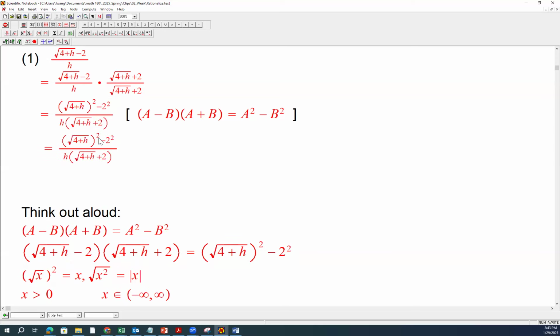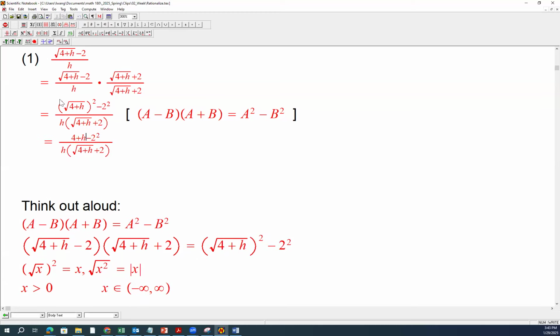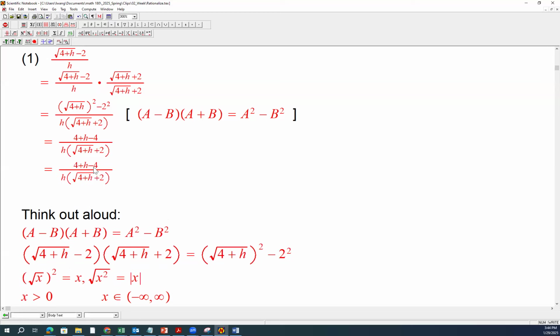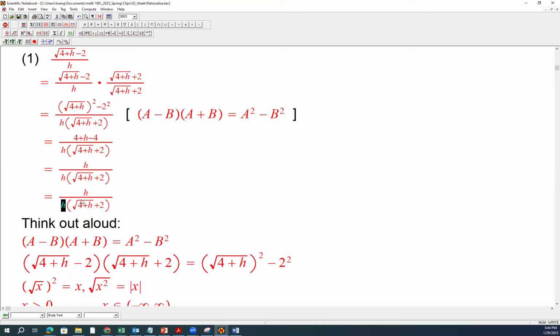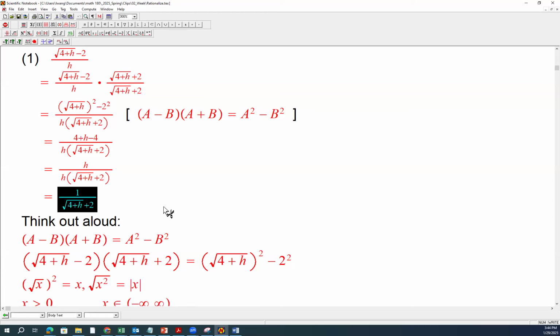Okay, so the next step, of course, is going to be that piece is going to be 4 plus h. And 2 squared, of course, is 4, excuse me. And 4 minus 4 makes 0. So on the next step, we are going to remove the 4, which makes 0. So we have an h in the numerator and a multiplied h in the denominator. So these two h's can be reduced. So in the end, the h will be reduced, and that will be the answer.